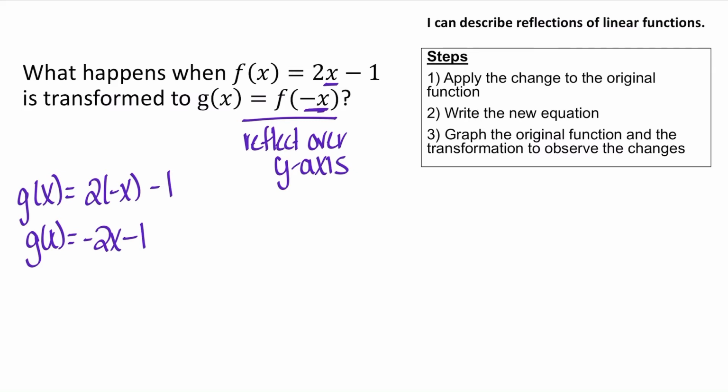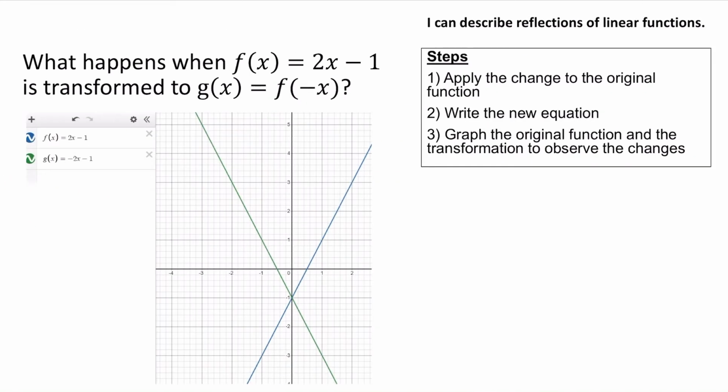Let's graph both functions to see what happens. Here I have my graph of the original function in blue, and then I have my new function in green. If you think about the y-axis as a mirror, you can see that this graph in blue has been reflected over the y-axis.